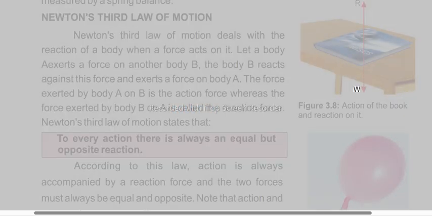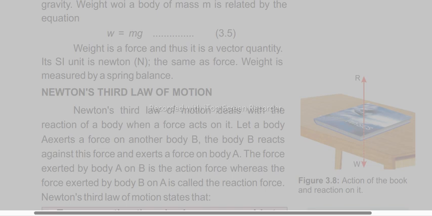Weight W of a body of mass m is related by the equation W = mg. Weight is a force and thus it is a vector quantity. Its SI unit is Newton, N, the same as force. Weight is measured by a spring balance.